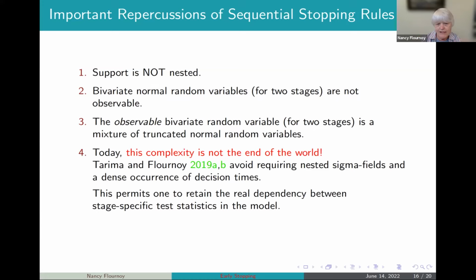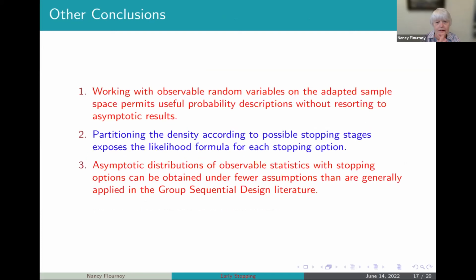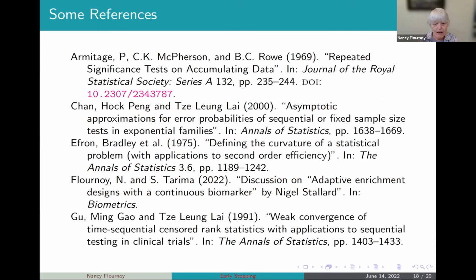So lots can be simulated, lots can be done numerically. The analysis that we're suggesting is not really difficult now. It'll be handy to have some R code. So working with the observed random variables allows us to do proper approximate probability descriptions without resorting to asymptotics. We partition the density according to possible stopping stages. And we have a lot fewer assumptions than others. So that is my talk. And I think I'm finished.